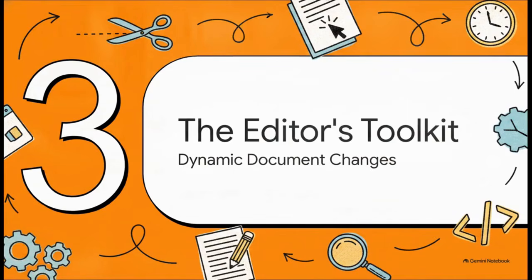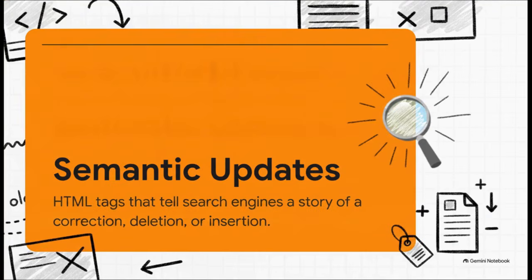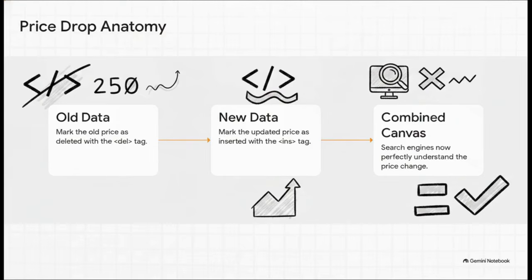That brings us to Section 3, the editor's toolkit. Think about when a document changes. Maybe a price drops on an e-commerce site or a paragraph gets updated. We aren't just taking a digital pen and crossing things out visually. We're actually telling a semantic story of how that document is evolving over time. We use specific elements to explicitly tell search engines, hey, this old information, it's gone, and this new information has just arrived. Let's break down the anatomy of a price drop to see this in action.